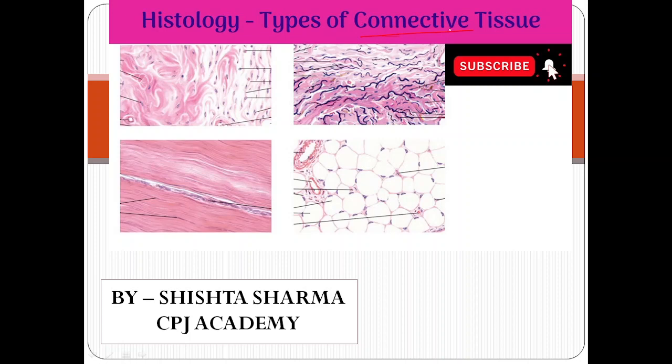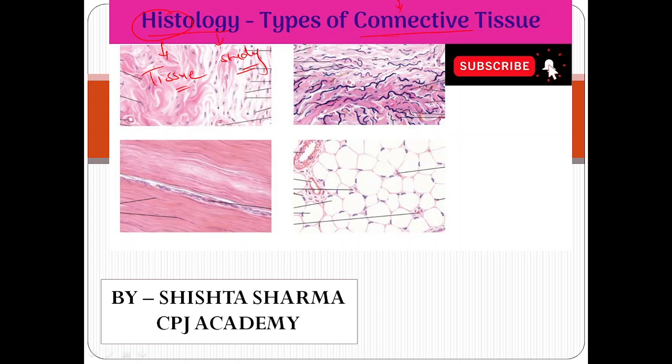This is very interesting. Wherever you see histology, histo means tissue and logy basically means study. So the study of tissue is histology. As I told you, today's lecture is completely based on the connective tissue.